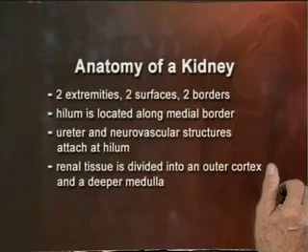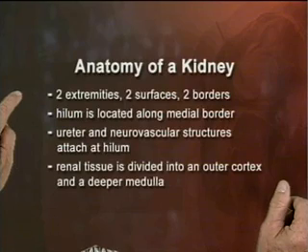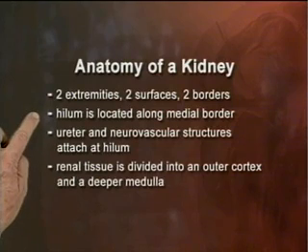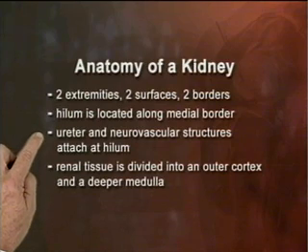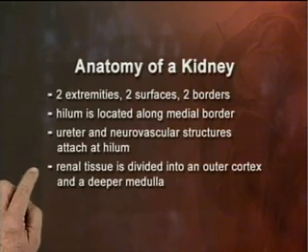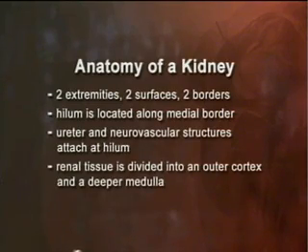Let's take a look at a graphic here that summarizes some of the major anatomical features of a kidney. We've mentioned surfaces and extremities and borders and so forth. The hilum, we said, is located along the medial border. Again, that's the area where stuff enters and leaves. The kinds of things we're talking about are the ureter and the various neurovascular structures that enter and leave at the hilum. And we've already said that the renal tissue is divided into an outer cortex and a deeper medulla, and that medulla is divided up into chunks or segments called pyramids.